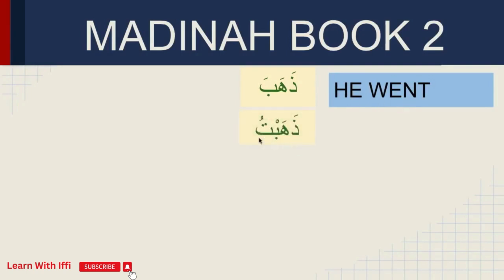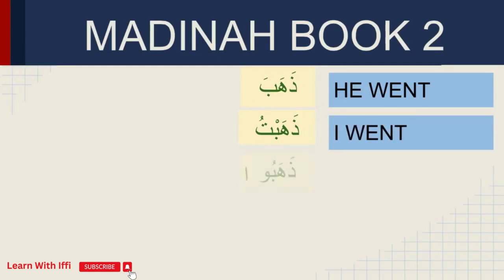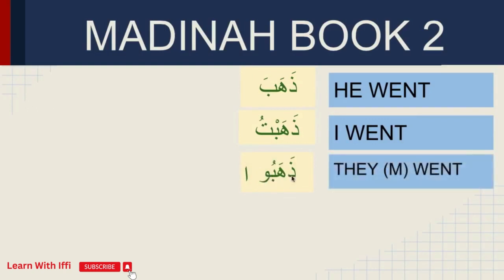If we say dhahabtu, where is the fa'il here? We can see tu is attached to dhahab. Dhahab is the fa'il, tu is fa'il. But when we translate, we say tu means ana, I went. Dhahabu. Here waw represents whom, means they. So they went. That is a male. The waw represents the male, and this alif is a spelling rule to protect the verb in a sentence.